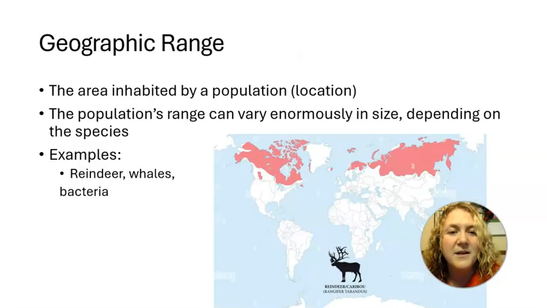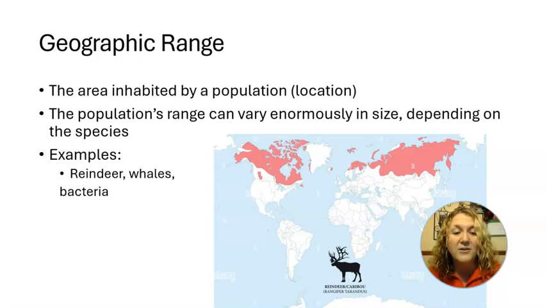So our next page is talking about geographic range. This is the area inhabited by a population. So when we're talking about an area, think of the location that this animal or this species, because it could be a plant, has a geographic range, the location that it occurs, okay? So a population's range can vary enormously in size depending on the species.